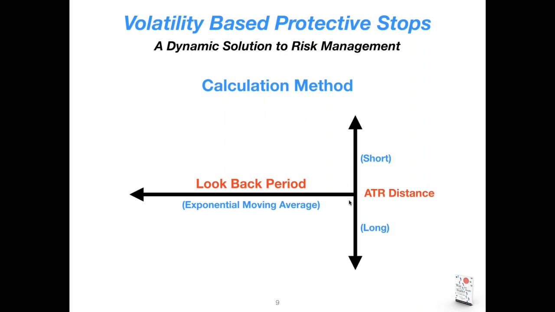So what we're looking at here are two things. We're looking at the look back period on which we're going to calculate our exponential moving average. And we're looking at the ATR, the average true range distance. And that's either going to be the upside because our stop will be above the price if we're trading short, and then our stop will be below the price if we're long. So the ATR distance either above or below the price bars based on a look back window, this exponential moving average.